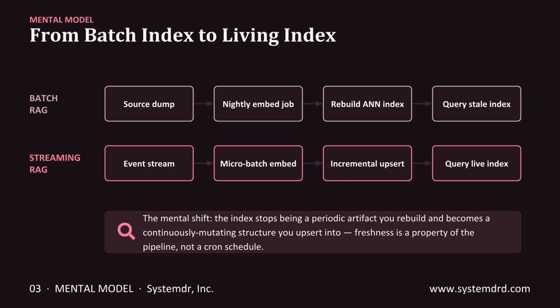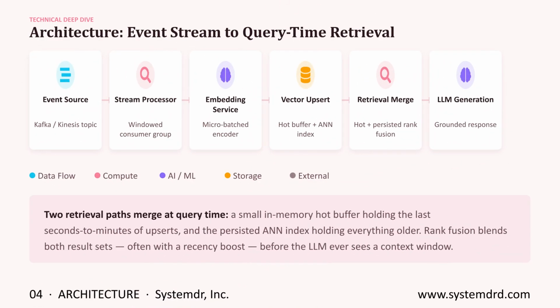Now let's make this concrete with an actual architecture. Let's trace this left to right once before we dig into any single box. Event source, a durable log, Kafka or Kinesis, decouples your producers from your consumers. Stream processor performs light windowing and deduplication. Embedding service batches records into small windows, tens to low hundreds of milliseconds, purely for throughput, not for freshness.